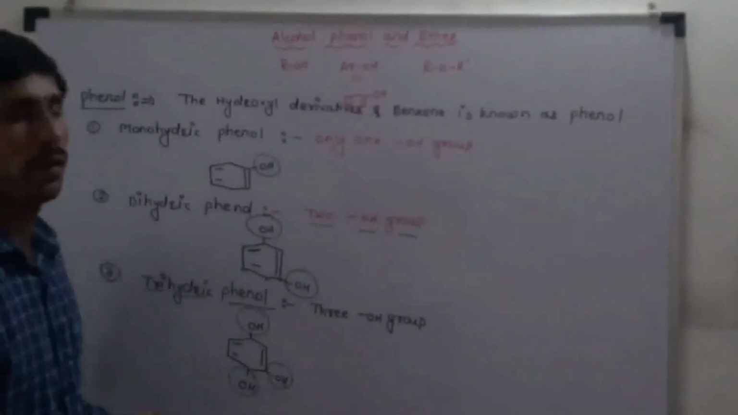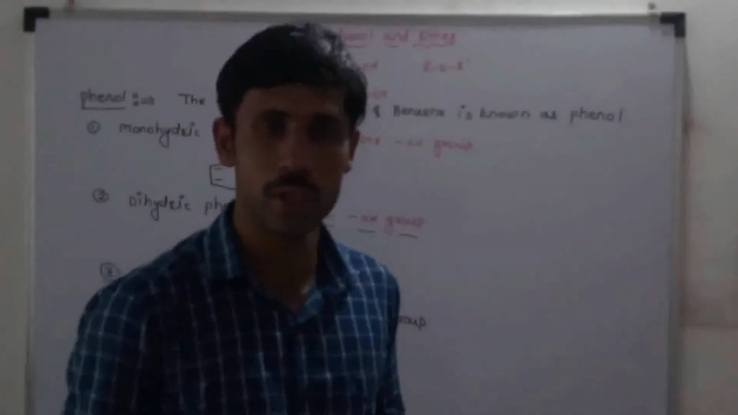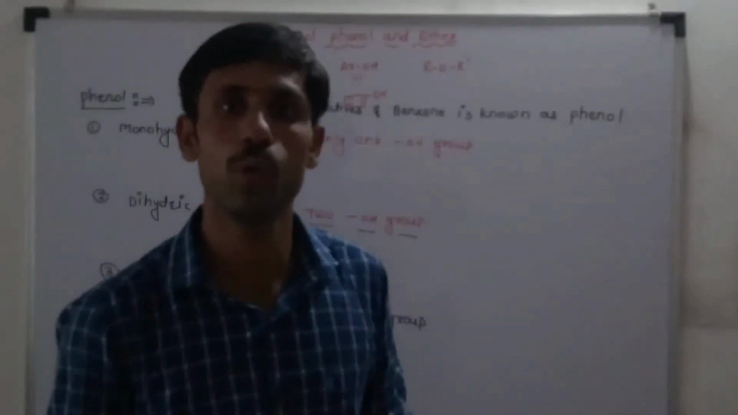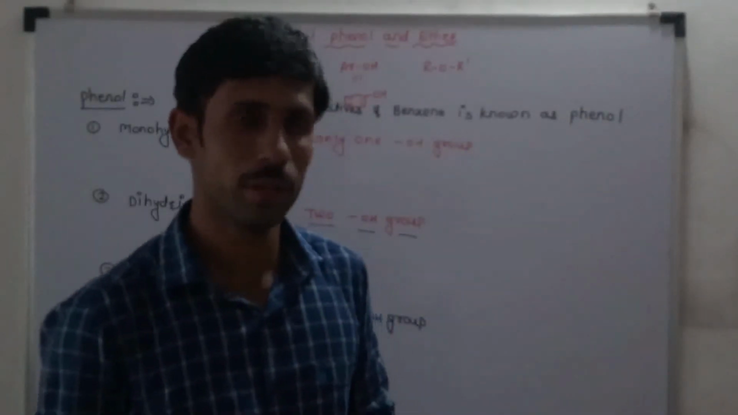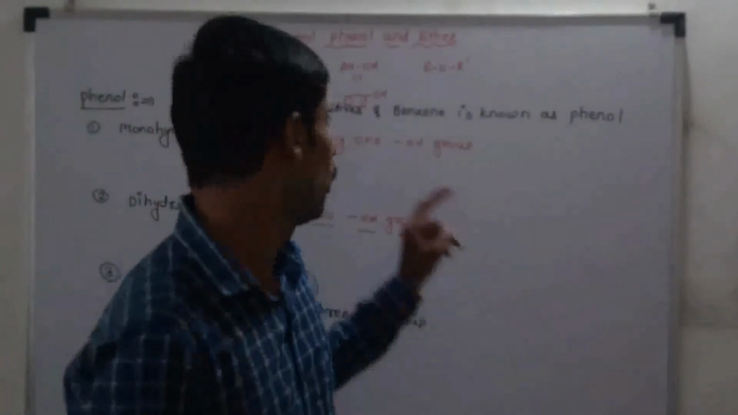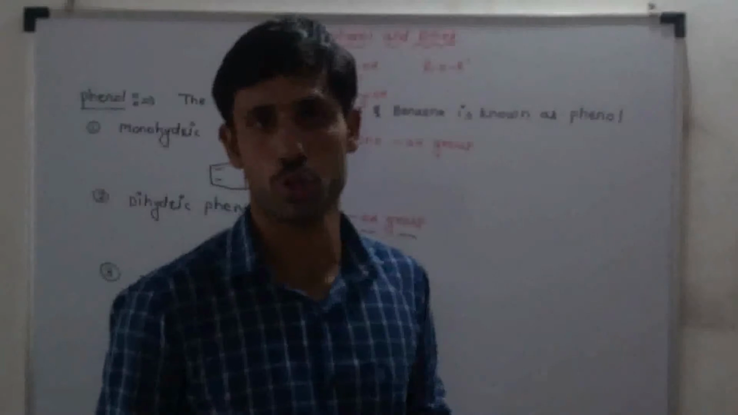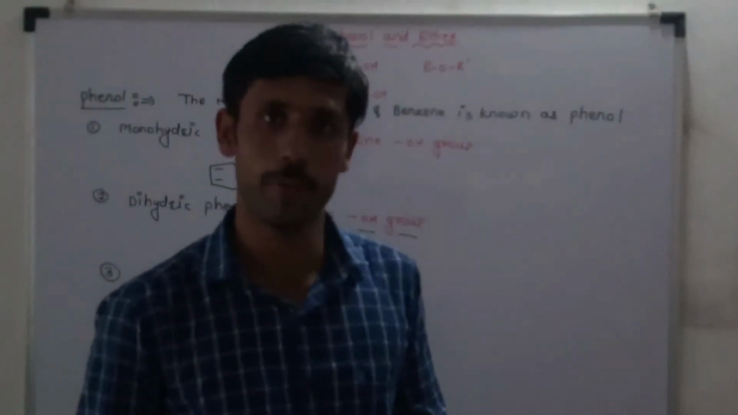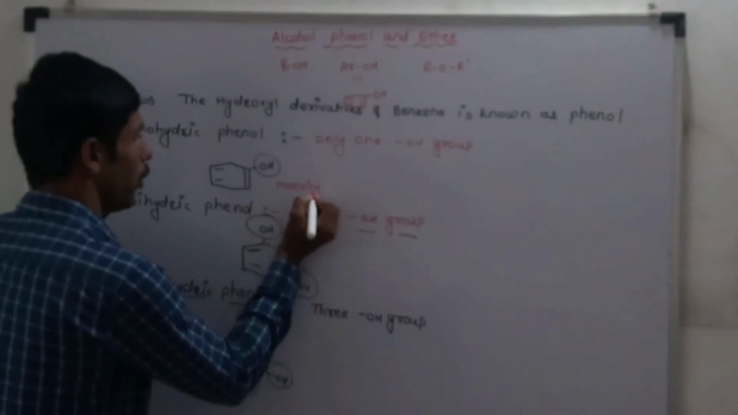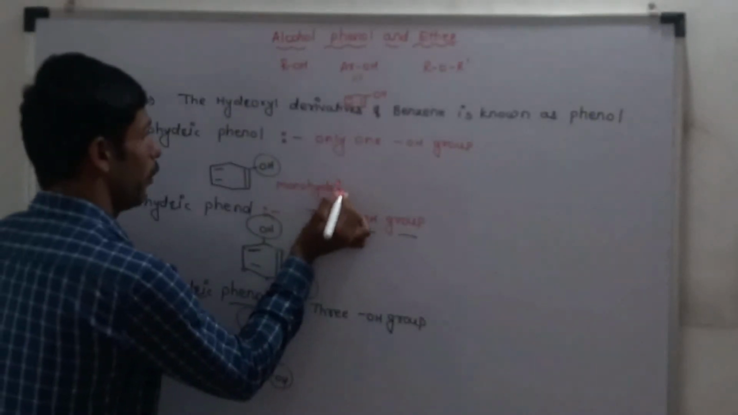What are phenols? The hydroxyl derivatives of benzene are known as phenols. Phenols are classified into mainly three types. First is the monohydric phenol. They contain only one OH group, and this example is a monohydric phenol.